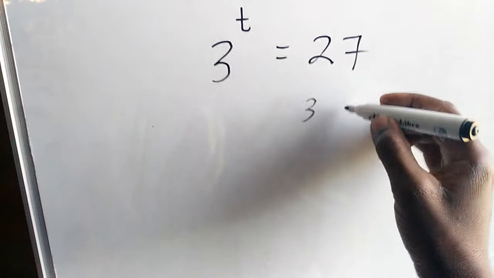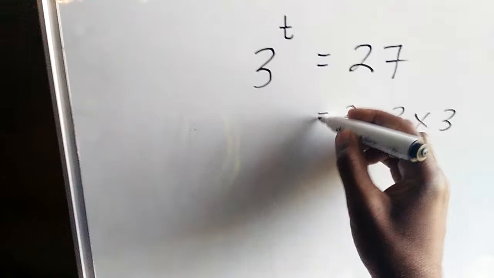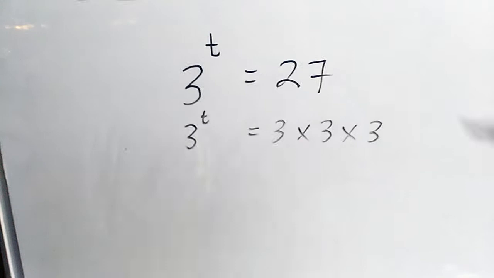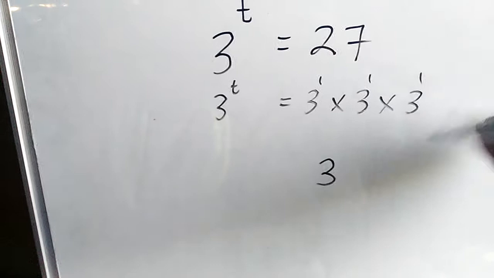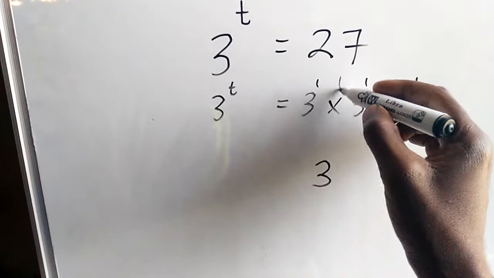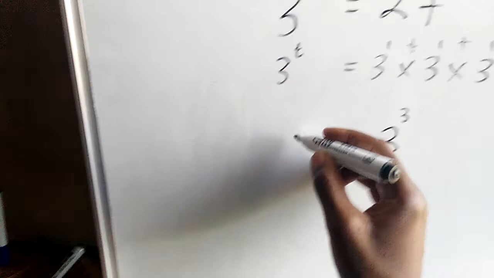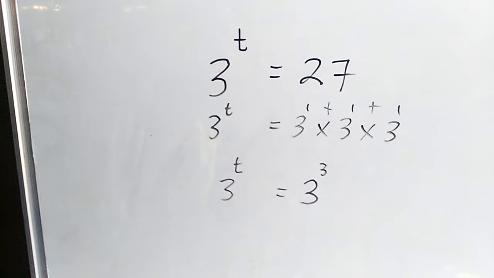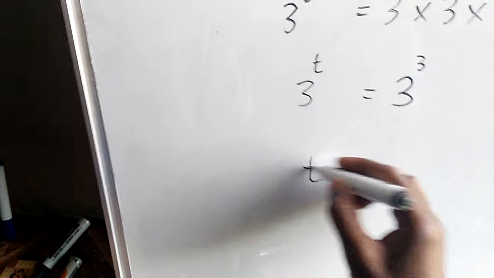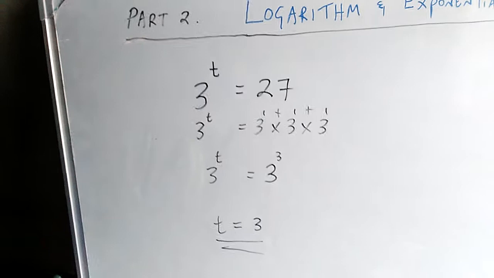Therefore, in order to write the power, we'll say these 3's that I found, if I were to multiply them, I would still get 27. Any number, any letter is raised to the power of 1. And so when you have the same base numbers, what happens? You pick one, you add up the powers if you are multiplying. If you are dividing, you take away the powers. So 1 plus 1 plus 1, you get a 3 there. And then you have 3 to the power of t. Therefore, you equate the powers. T is equal to 3. Exactly what we found when we were using the log.